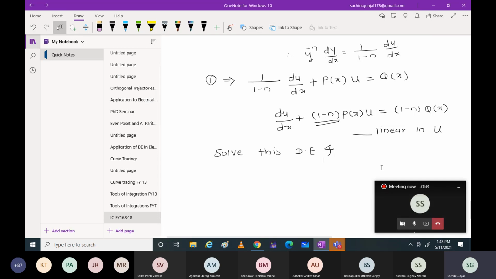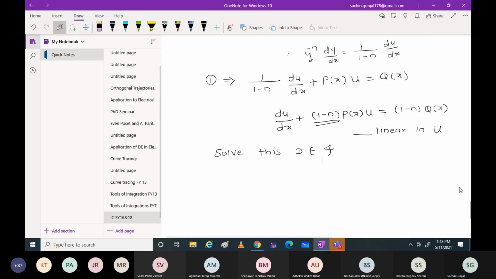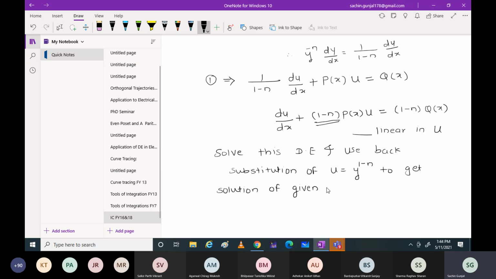All right. So solve this differential equation and use back substitution. Back substitution of u as y raised to 1 minus n to get the solution of the given differential equation.